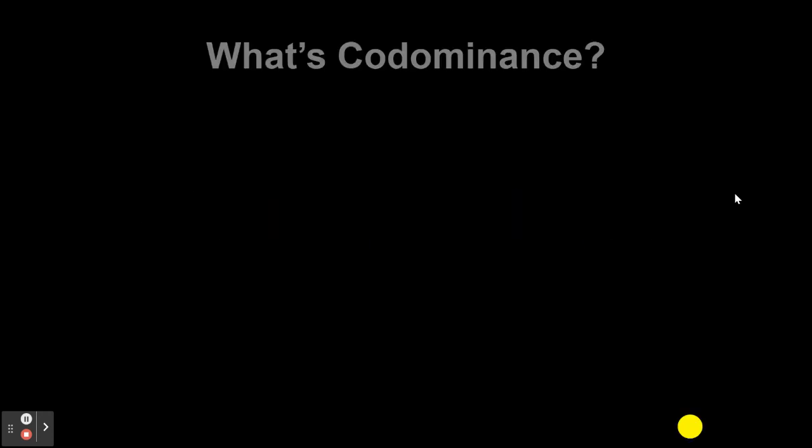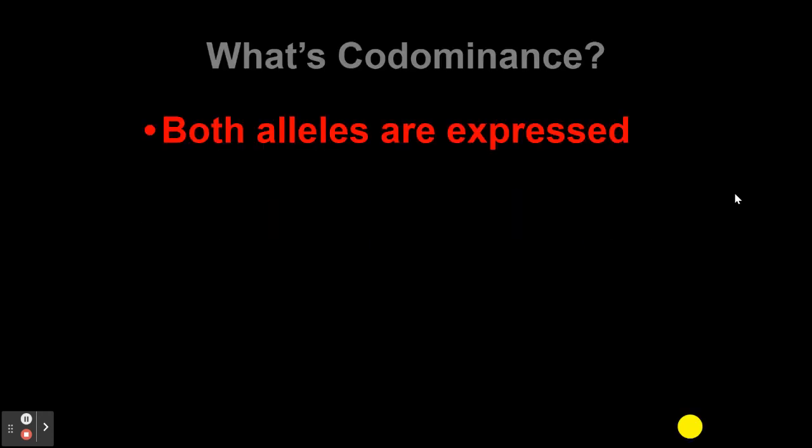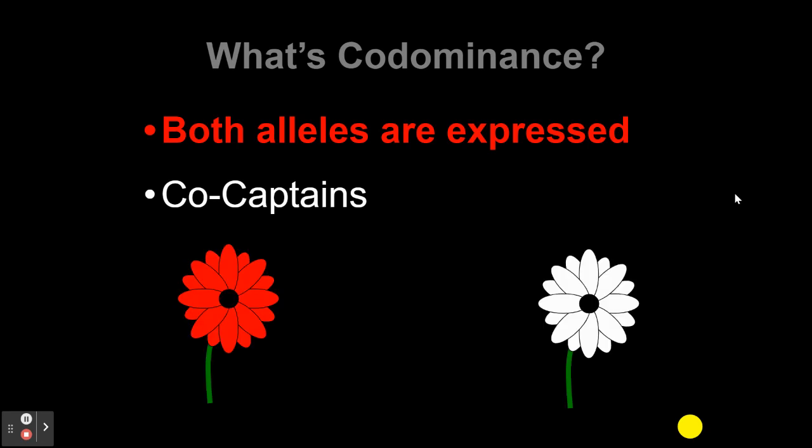Codominance is similar, except in this case, both of the alleles are dominant, and so they both are expressed. I think of them as co-captains. They both show up. So now, instead of red and white making pink, in this case red and white equals spots. Both the red and the white show up. They don't mix together. They show up completely separate.